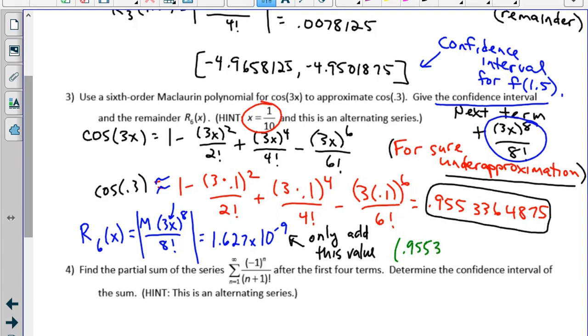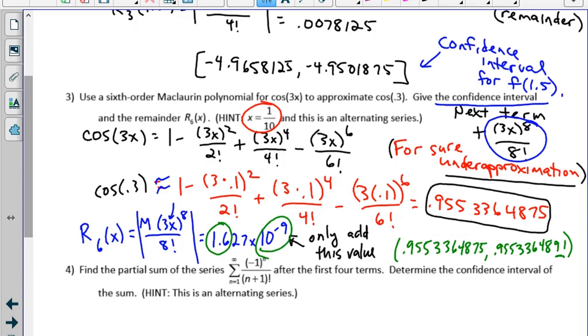So 0.9553364875 is my lower bound, and then my upper bound is going to be 0.9553364891. And notice that I'm basically adding 0.0000, I'm not going to count how many zeros, but 16. I'm basically adding 16 to the last two digits here because that's what happens when it's 10 to the negative ninth with how many decimal places I have. So there's really not very much error here.